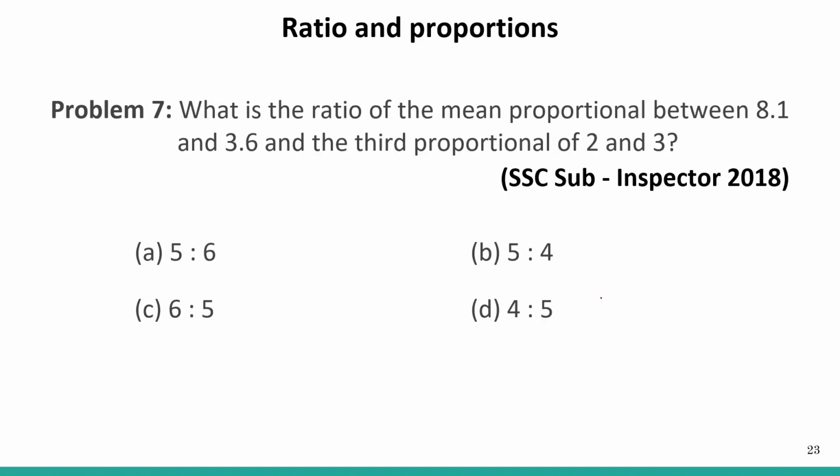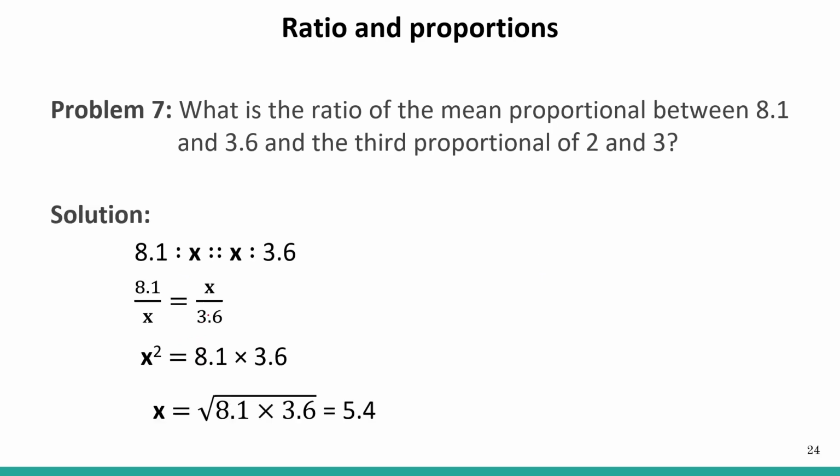What is the ratio of the mean proportional between 8.1 and 3.6 and the third proportional of 2 and 3? This question appeared in the SSC Sub-Inspector exam of 2018. Is the answer 5 is to 6, 6 is to 5, 5 is to 4 or 4 is to 5? We'll see that now. Now let's go forward for the solution.